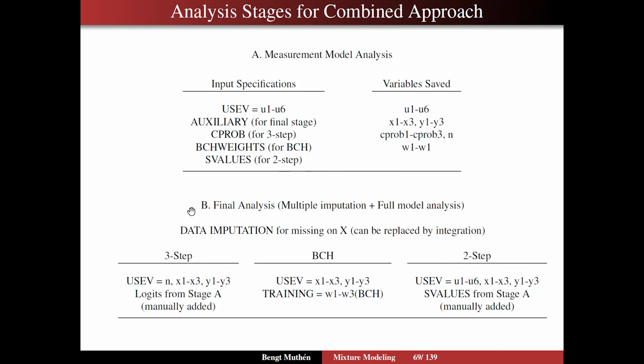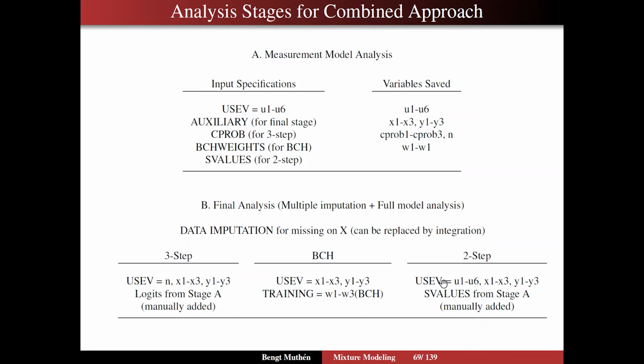So in stage B, then, you have the 3 approaches following the data imputation. In 3-step, we use variables N, x1, x3, y1, y3, and use the logits from stage A, which you add manually for the last stage. For BCH, you have a slightly different use variable list, only the x's and the y's, and the extra information that BCH needs is put into the training option, weight 1 through weight 3, BCH in parentheses.